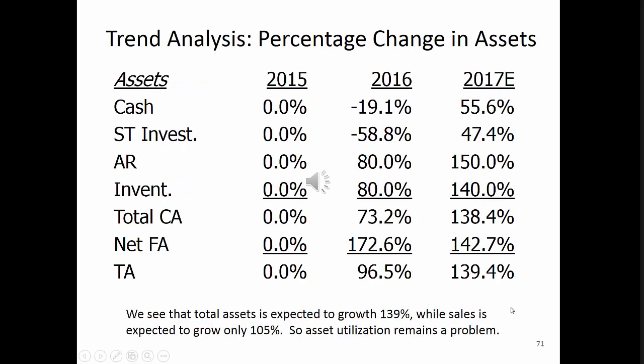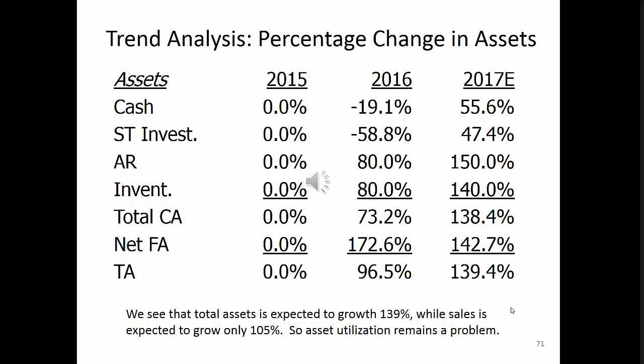We can also use the trend analysis to look at the percentage change in the assets. So again, here we are using 2015 numbers as the base, and we look at the change of each asset account in 2016 and 2017. We can see that the total asset is expected to grow about 139% in 2017, while sales is expected to grow only 105%, which is lower than the asset growth.